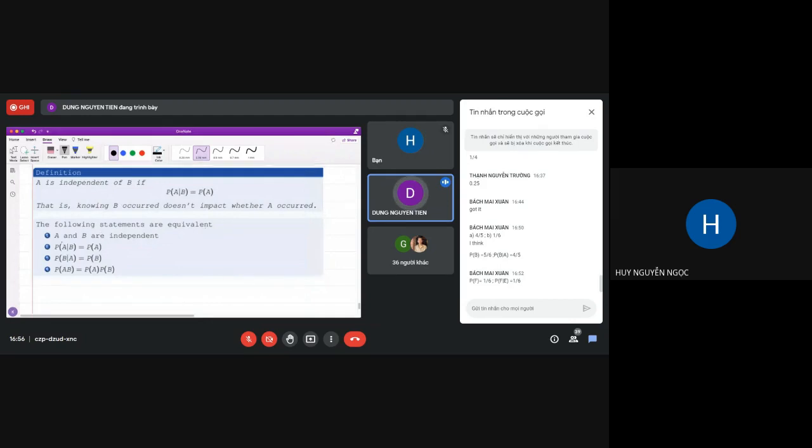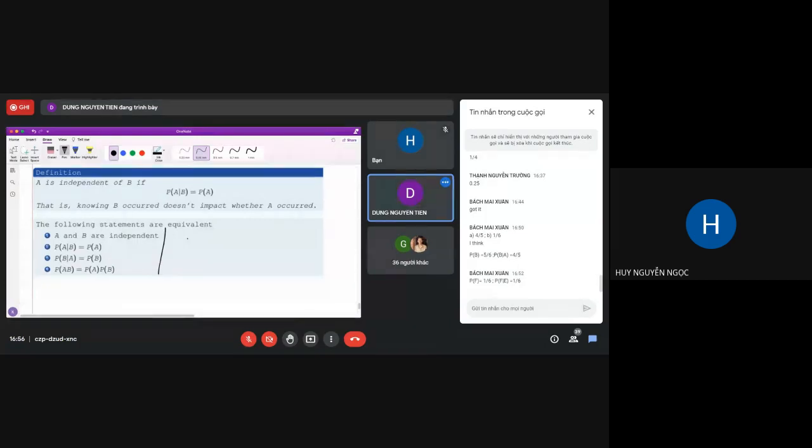A and B are independent if and only if the probability of A given B is equal to probability of A, the probability of B given A is equal to probability of B, and the joint probability of AB is equal to probability of A times the probability of B. You can verify the last equation very easily.